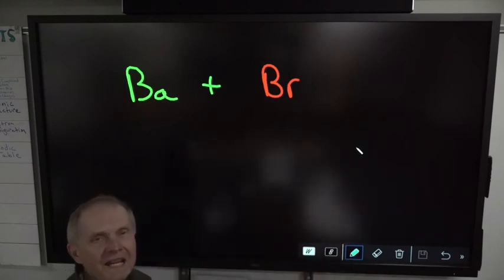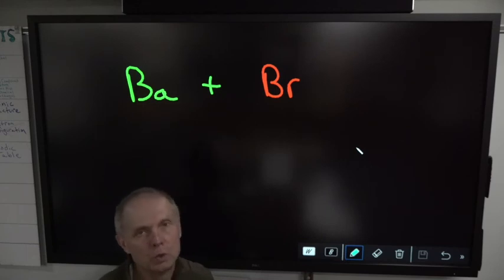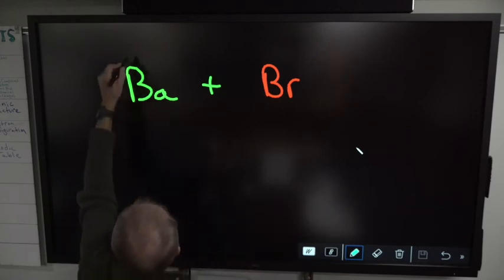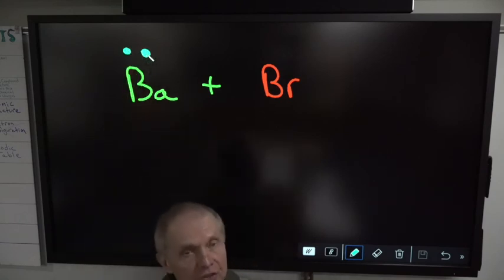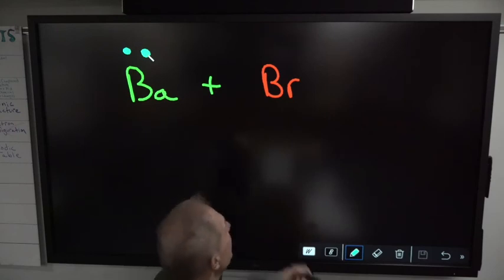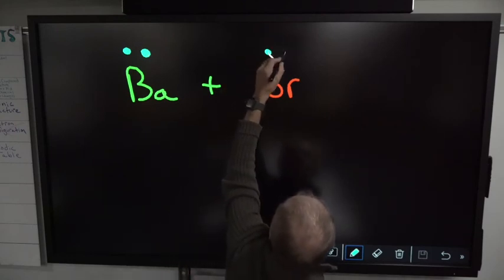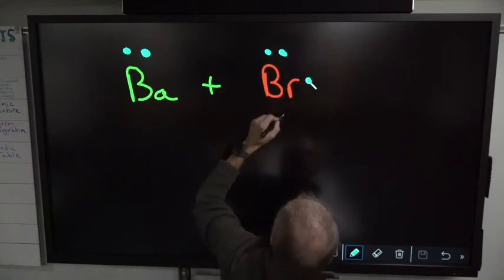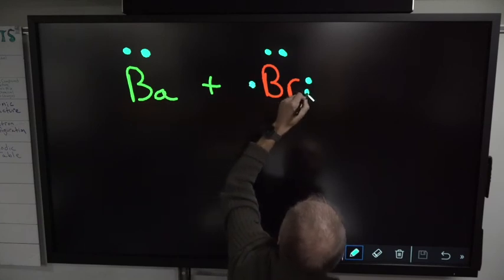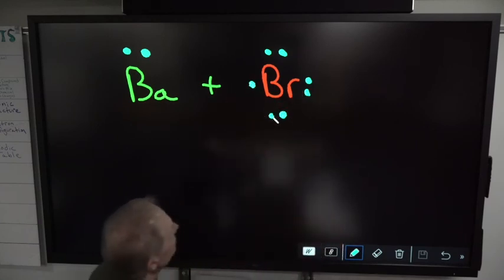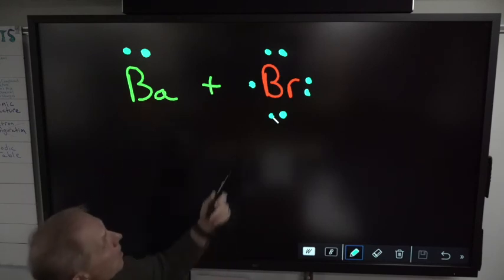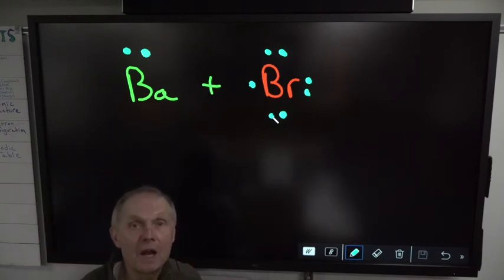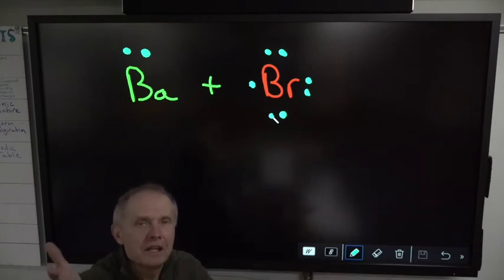Now, Ba is in group 2. That means it's got 2 valence electrons. We're going to show them with this. And Br is in group 17. It's got 7. So that's what those look like. But this is weird because barium wants to lose 2, but bromine only wants to gain 1. How is that going to work? Here's how it's going to work.